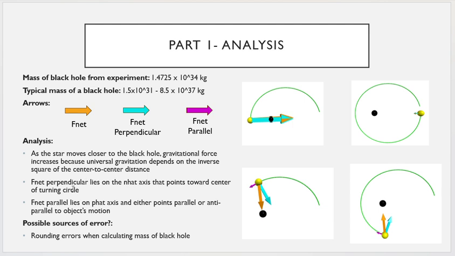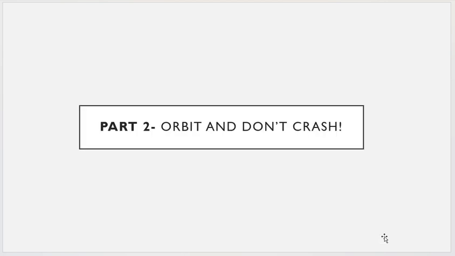Now, in these top two pictures, as the star moves closer to the black hole, the gravitational force increases because universal gravitation depends on the inverse square of that center-to-center distance. And then in these bottom two pictures, Fnet perpendicular is a projection of Fnet onto the n-hat axis, and then the parallel component either points in the direction of motion as it speeds up or points anti-parallel to the direction of motion as it slows down. For possible sources of error, there could be rounding errors when calculating the mass of a black hole.